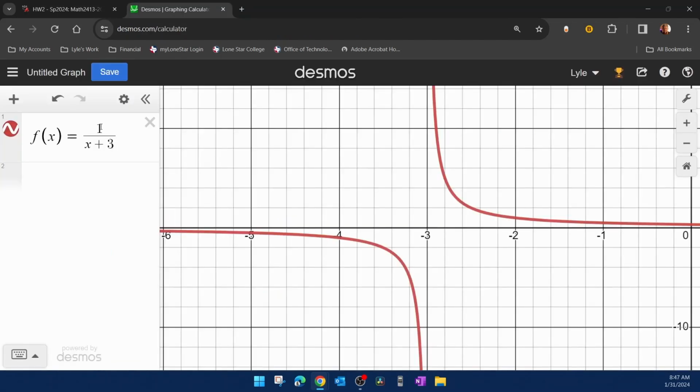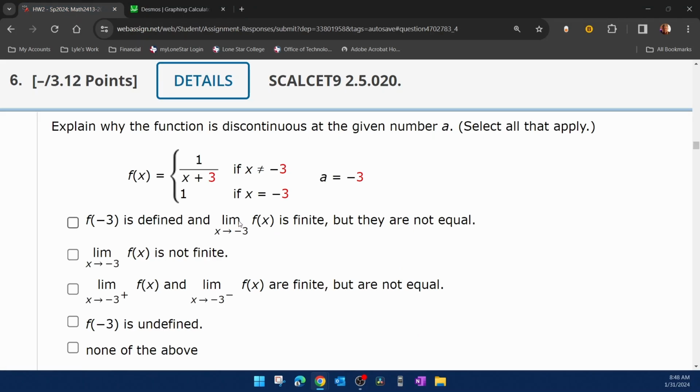Now, if we go to Desmos and look at the graph where x approaches -3, we can see that the limit from the left approaches -infinity, and the limit from the right approaches +infinity, and since that is not approaching the same height, that limit does not exist. So this first option where it says the limit of f of x is finite, that's not true because it doesn't even exist. How about this second option?